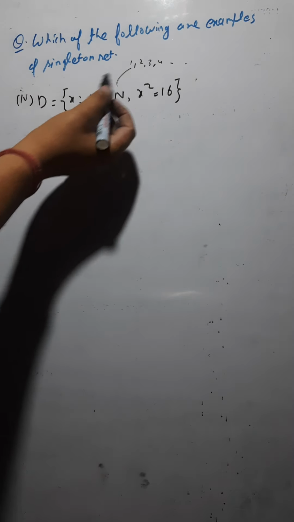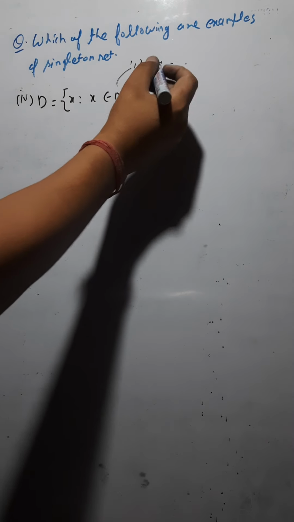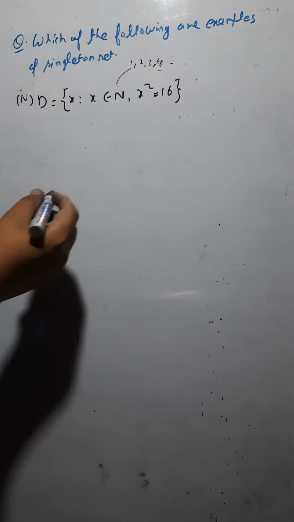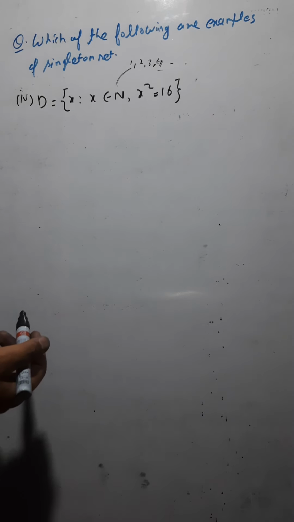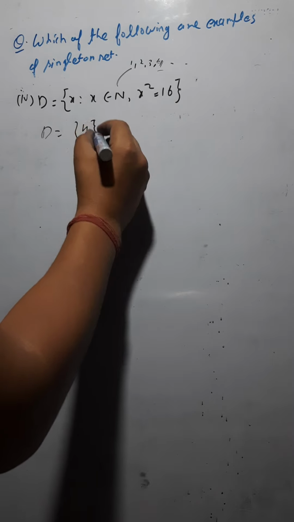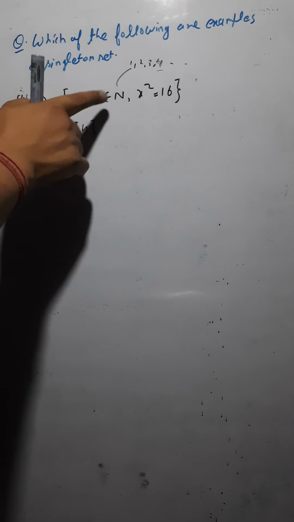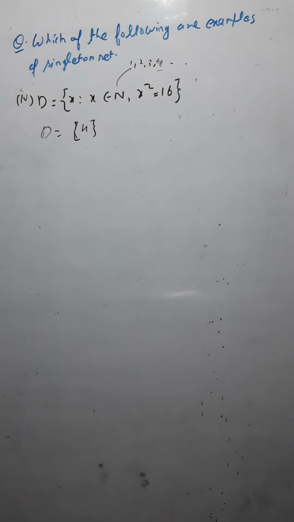Can it contain 1? No, because the square of 1 is not 16. It cannot contain 2 also. It can have only the element 4, because the square of 4 is 16. So hence the set D contains only one element, that is 4, isn't it? Rest of the elements would not be there. You cannot take the negative one because x is a natural number. So natural numbers are only the positive ones.